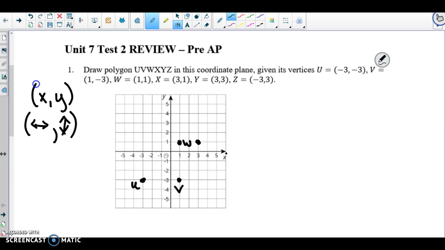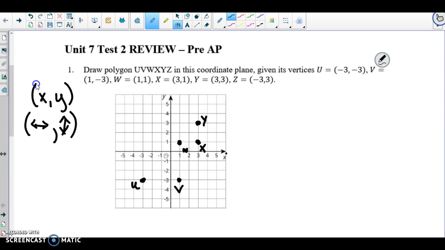Oh, looks like I'm kind of in the way of myself there. I'll move my W here so I'm kind of out of the way. And then this is X. Y is 3, 3, so that means I'm going to go to the right 3, 1, 2, 3, and then up 3, 1, 2, 3. And here would be Y.